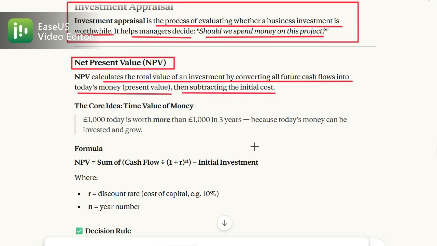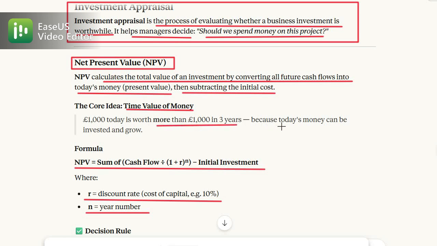The formula is that NPV is equal to the sum of cash flow divided by the discount factor, (1 plus R) to the power N, and after that you deduct the initial investment. R is the discount rate, meaning the cost of capital, and N is the number of years. So NPV is basically the present value of the cash inflow less the initial investment. Here we have a core idea, the time value of money. Let's say 1,000 today is worth more than 1,000 in 3 years, because today's money can be invested and grow.